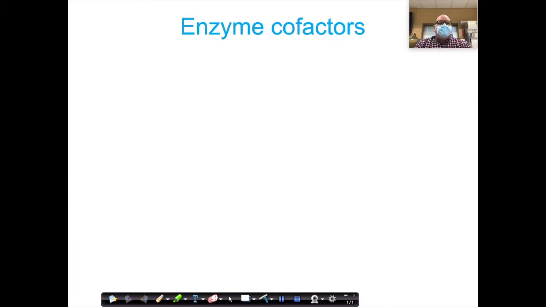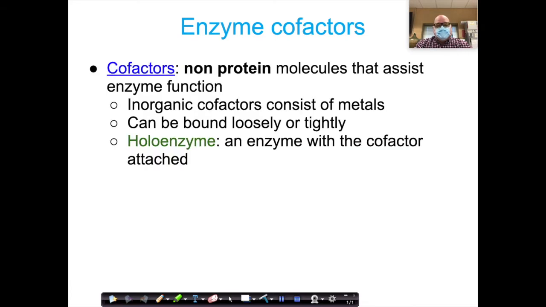Okay, enzymes sometimes have things called cofactors. The key thing here that you probably really ought to know is that cofactors are non-proteins that help enzyme functions.